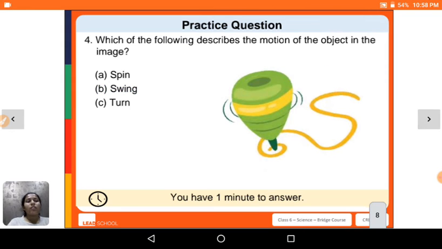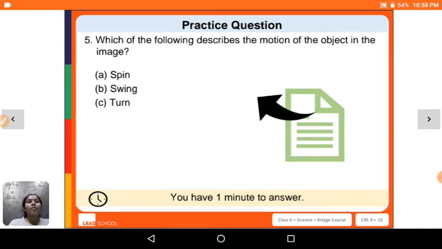Which of the following describes the motion of an object in the image? Here there is a top. If we tie the top with a string and whirl it, it spins round and round. What do we call a round rotating motion? It is called spin. So here the top is spinning. So the answer is spin.